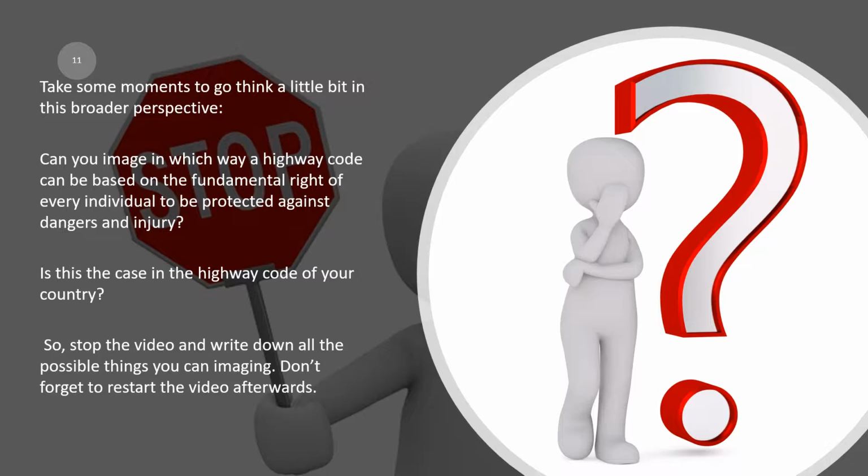Think a little bit more about that last comment and let us reflect on what that means in concrete terms. Can you imagine in which way a highway code can be based on the fundamental rights of every individual to be protected against dangers? Can you find in the highway code of your country some examples of this? So stop the video to find some of these examples. Afterwards, you go further in this session.